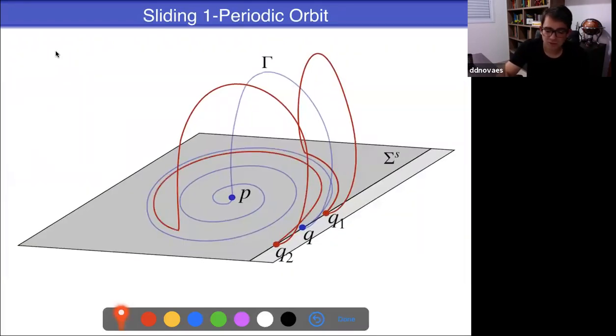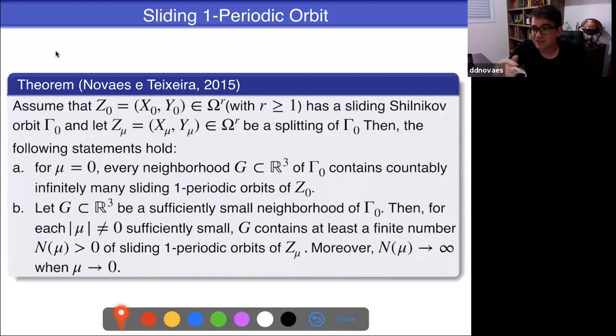Okay, so here it's not necessary any additional hypothesis like Shilnikov conditions. If you have a sliding Shilnikov orbit, you have infinitely many periodic orbits close to this Shilnikov orbit. And if you break the Shilnikov orbit, the new system, the Z mu, will have infinitely many periodic orbits of period 1. However, this amount of periodic orbits is increasing to infinity as mu goes to 0.